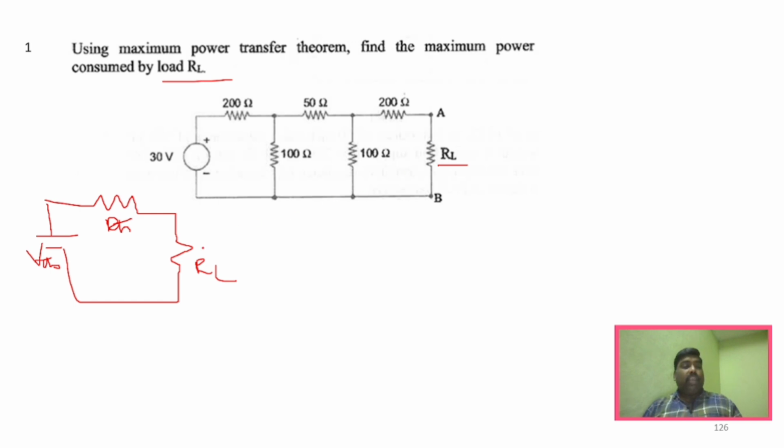So now what we have to do? We need to find VTH. Now what we will do? We have to remove this RL, right? Remove the RL, and then you will have this voltage source, and you will find VTH, correct? So the circuit will become like this.